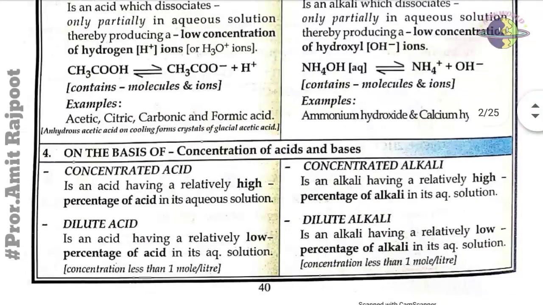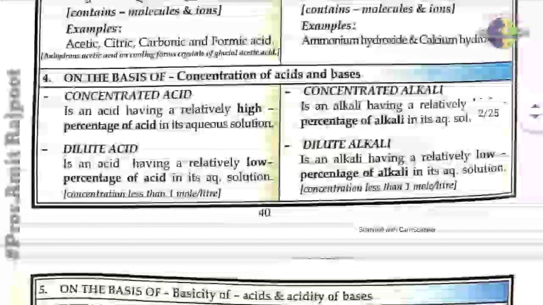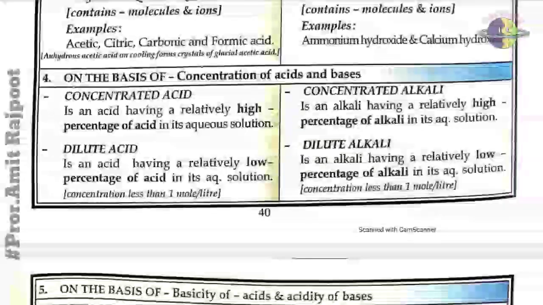Now, on the basis of concentration of acids and bases, there are concentrated acid and concentrated alkali. Concentrated acid is an acid having a relatively high percentage of acid in its aqueous solution, and concentrated alkali is an alkali having a relatively high percentage of alkali. Dilute acid, which has a low percentage of acid, is called dilute acid.